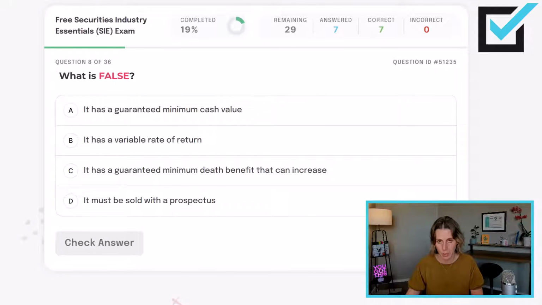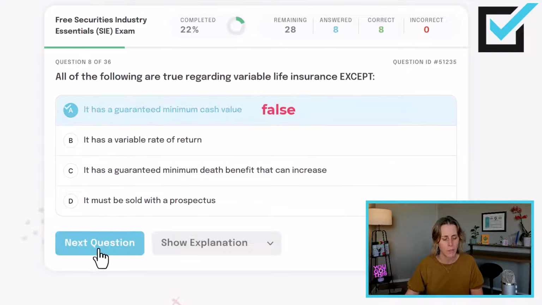It has a variable rate of return. True. It has a guaranteed minimum death benefit. Variable life does. The policy's face amount is a minimum guarantee that can increase depending upon performance of the separate account. True. It must be sold with a prospectus. True. Variable life insurance is both an insurance and securities product. You have to sell variable life insurance, just like variable annuities, accompanied by the delivery of a prospectus. So we're looking for the false statement. It has a guaranteed minimum cash value is right because that's false.